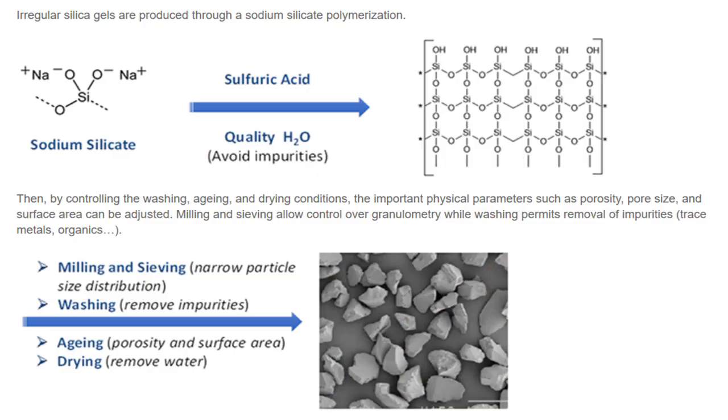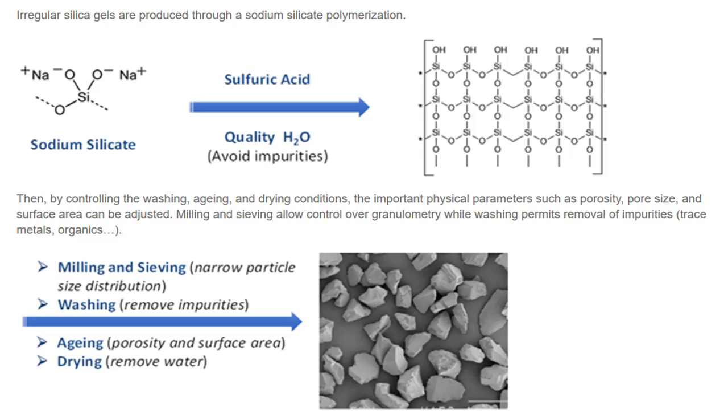Preparation method. Silica gel is typically prepared by acidifying an aqueous solution of sodium silicate. This results in a gelatinous precipitate, which is then washed and dehydrated to form colorless silica gel.